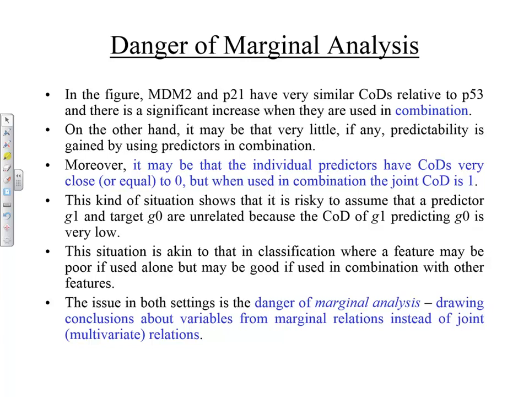So this kind of situation shows that it is risky to assume that a predictor G1 and a target G0 are unrelated because the COD of G1 predicting G0 is very low. The situation is akin to that in classification, where a feature might be poor if it is used by itself, but in combination with other features it might be a great feature set to use. So the issue in both settings is the danger of marginal analysis: drawing conclusions about variables from marginal relationships instead of joint multivariate relations.